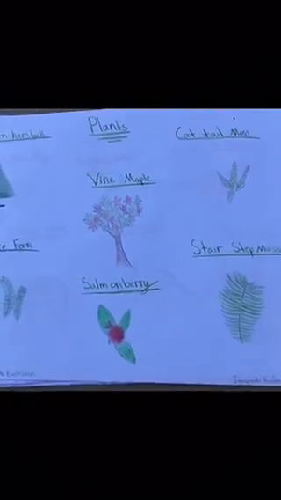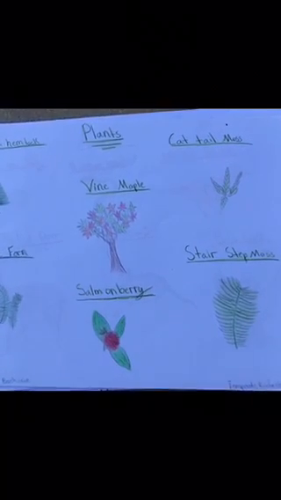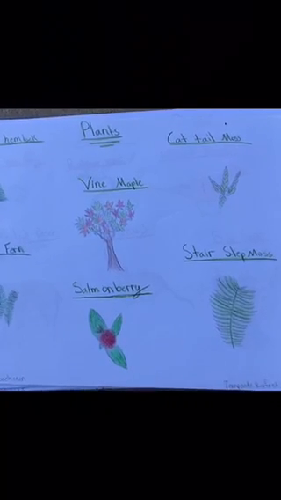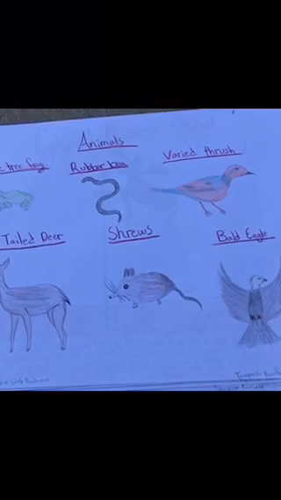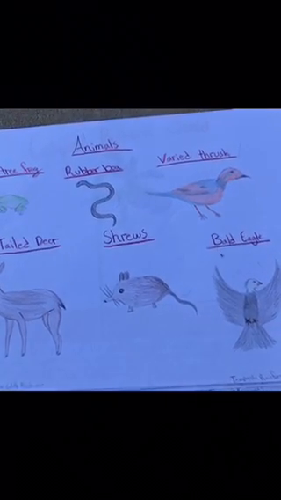Some plants in this biome are western hemlock, vine maple, cattail moss, licorice fern, salmonberry, and star-step moss. Some animals are Pacific tree frog, rubber boa, berry thrush, black-tailed deer, shrews, and bald eagle.